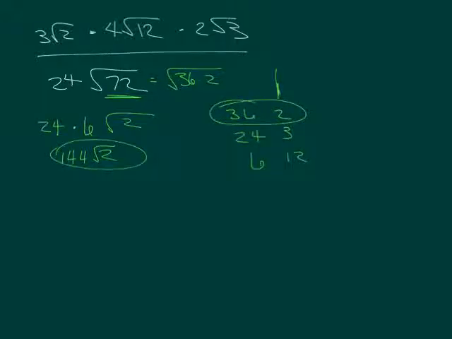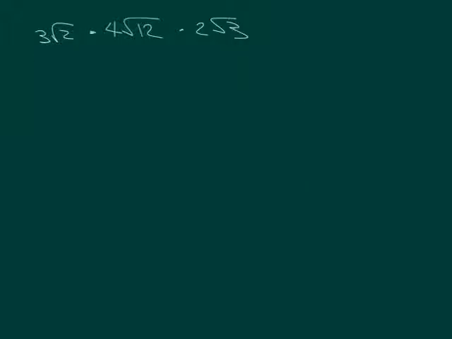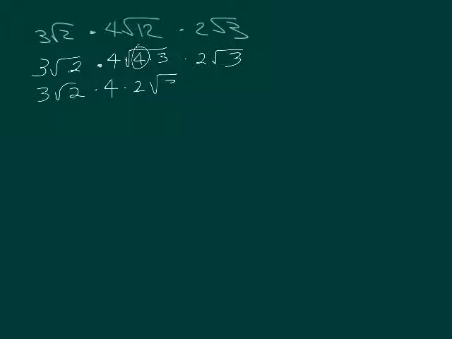Another way of doing this, and let me show you just so that you know that if things come up you're not stuck. We can change the square root of 12 to square root of 4 times 3, and then we can take the square root of that, and it would be 2 times the square root of 3, so 2 square root of 3.